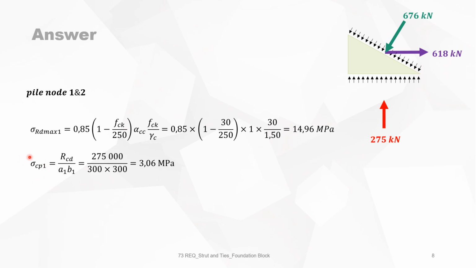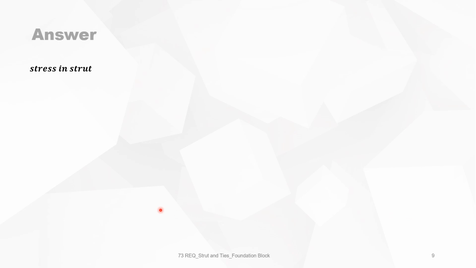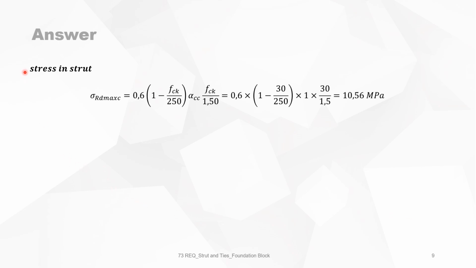The acting compressive stress is, of course, just the force of the foundation pile divided by the cross section, and it gives you 3.06 megapascal. And on the side of the compression strut, we have the total force times sinus of the angle times the cross section, which also gives you 3.06 megapascal. Both are smaller than 14.96, so this node is also fine. Now we will have to check the stress in the compression strut.